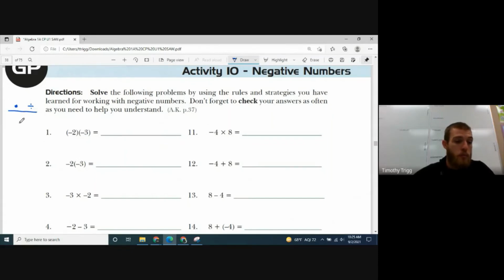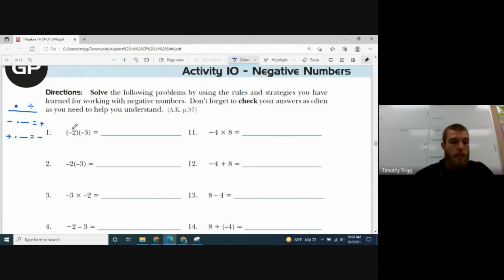So for these rules, basically a negative times a negative will always give you a positive. Same thing with dividing. A negative divided by a negative is positive. Now, if they're different signs, so if you have one positive and one negative, so a negative times a positive, positive times a negative, this will always give you a negative. Now, you don't have to look at which one's bigger or anything like that. So let's go ahead and do these ones, all the multiplying and dividing ones.